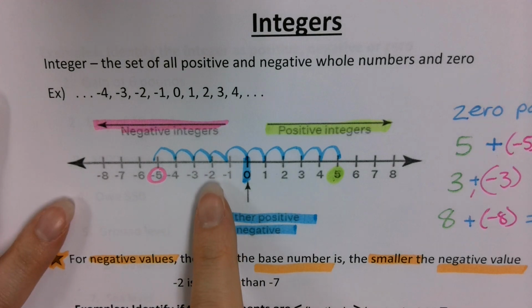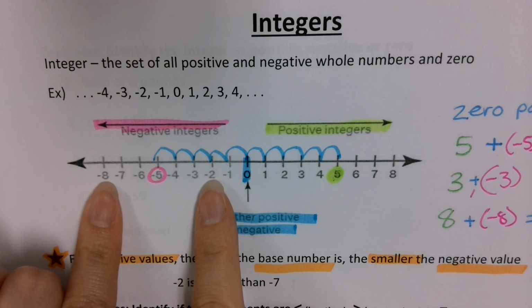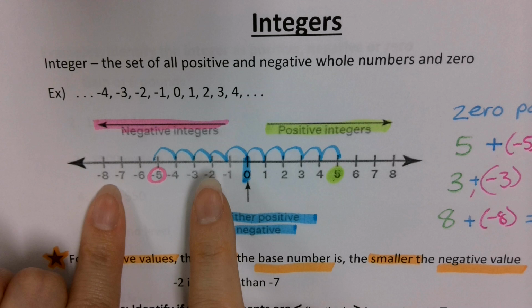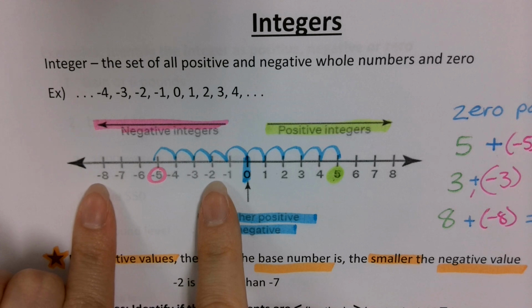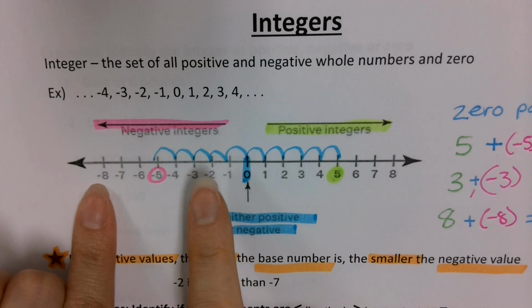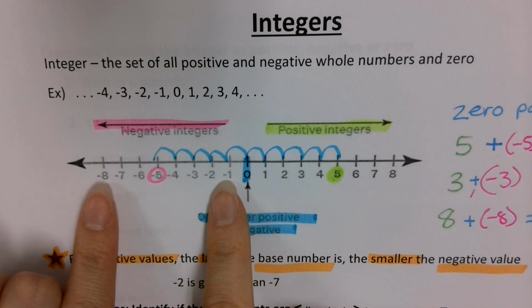If I look at -2 and -8, -2 has a smaller base number, doesn't it? 2 is smaller than 8. But which one is closer to 0, -2 or -8? -2. So that makes -2 bigger than -8, right? It's closer to the 0 than -8 is.